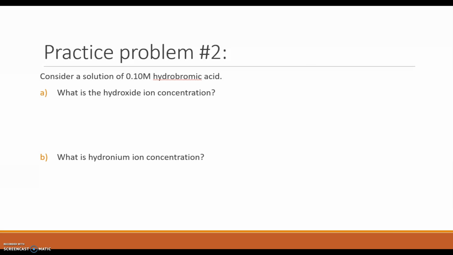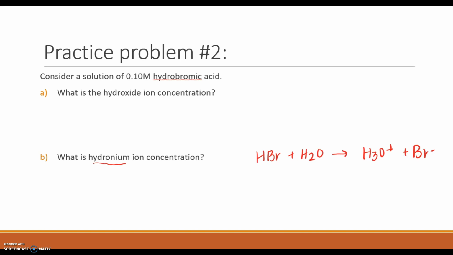Now let's try another one. This time it's an acid. Consider a solution of 0.10 molar hydrobromic acid. Okay, so let's start down here because we know we're going to have hydronium ion. So we have HBr. It's going to react with water, and we're going to get H3O plus and Br minus.